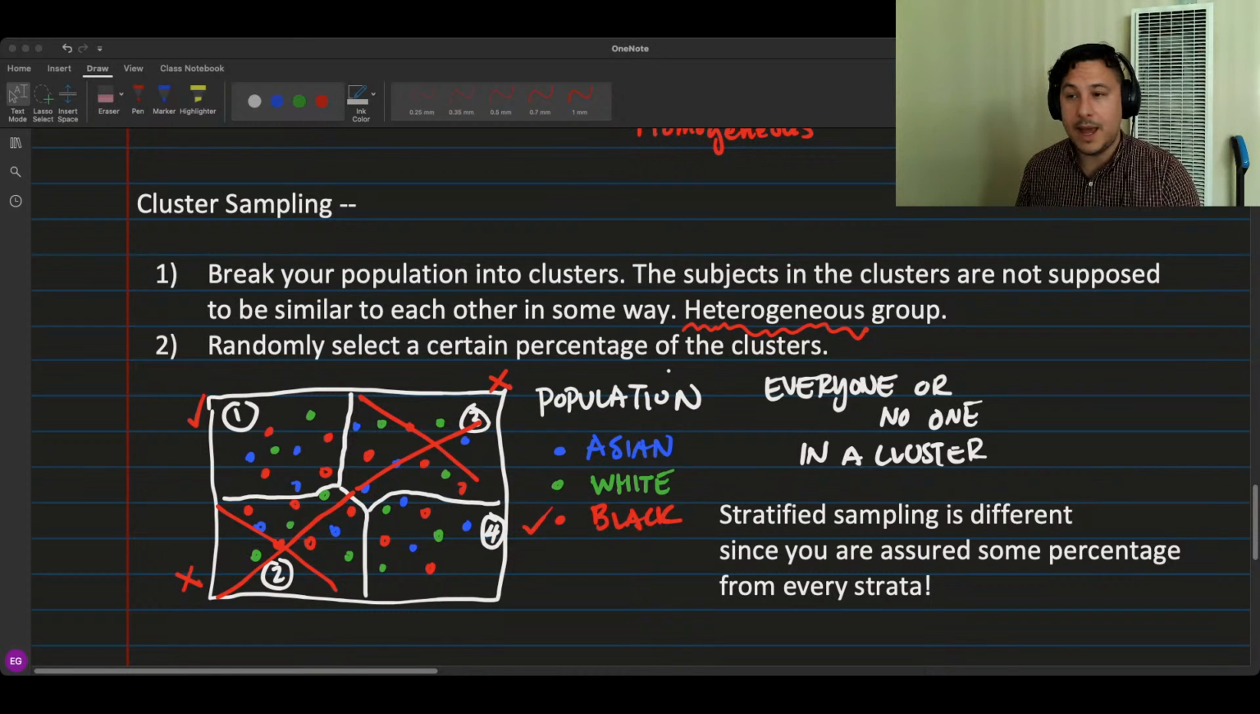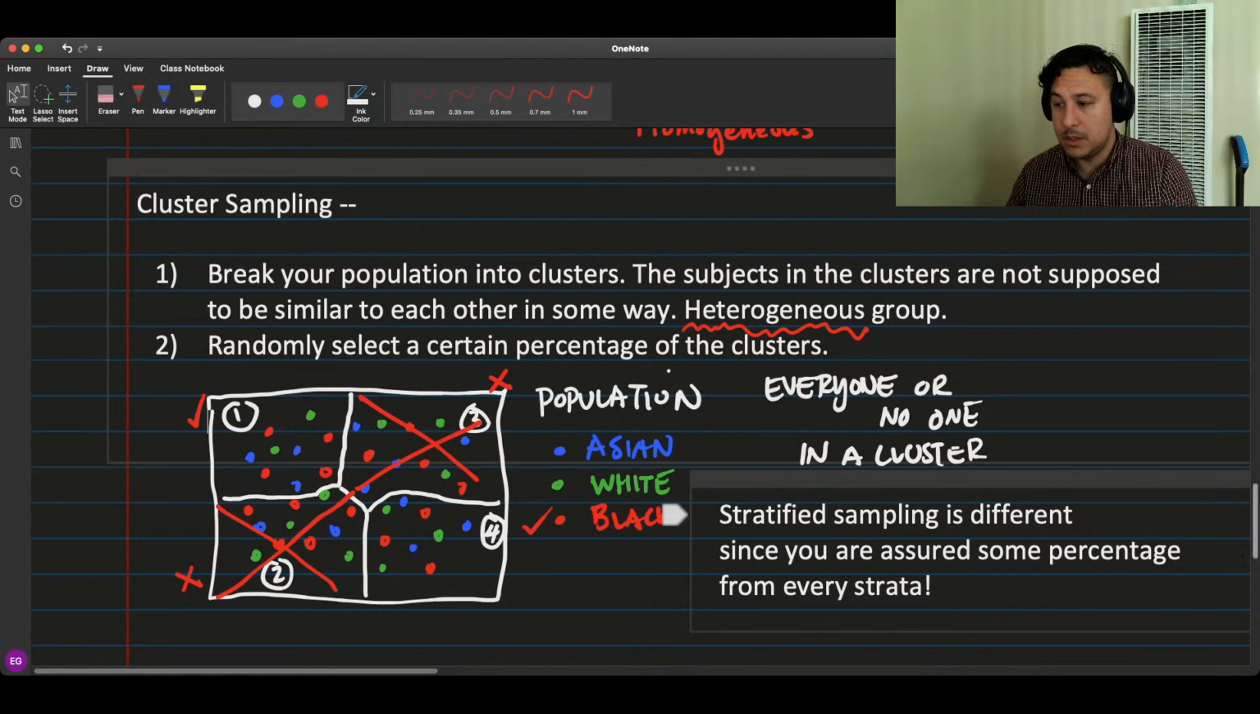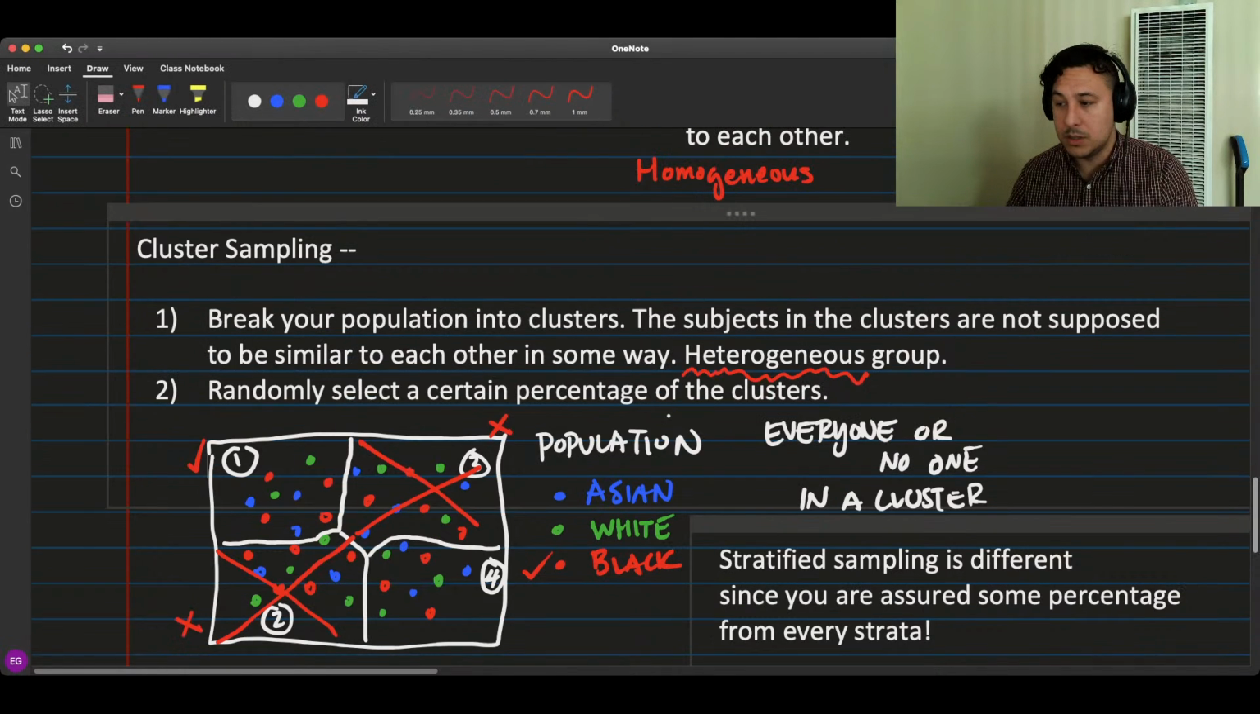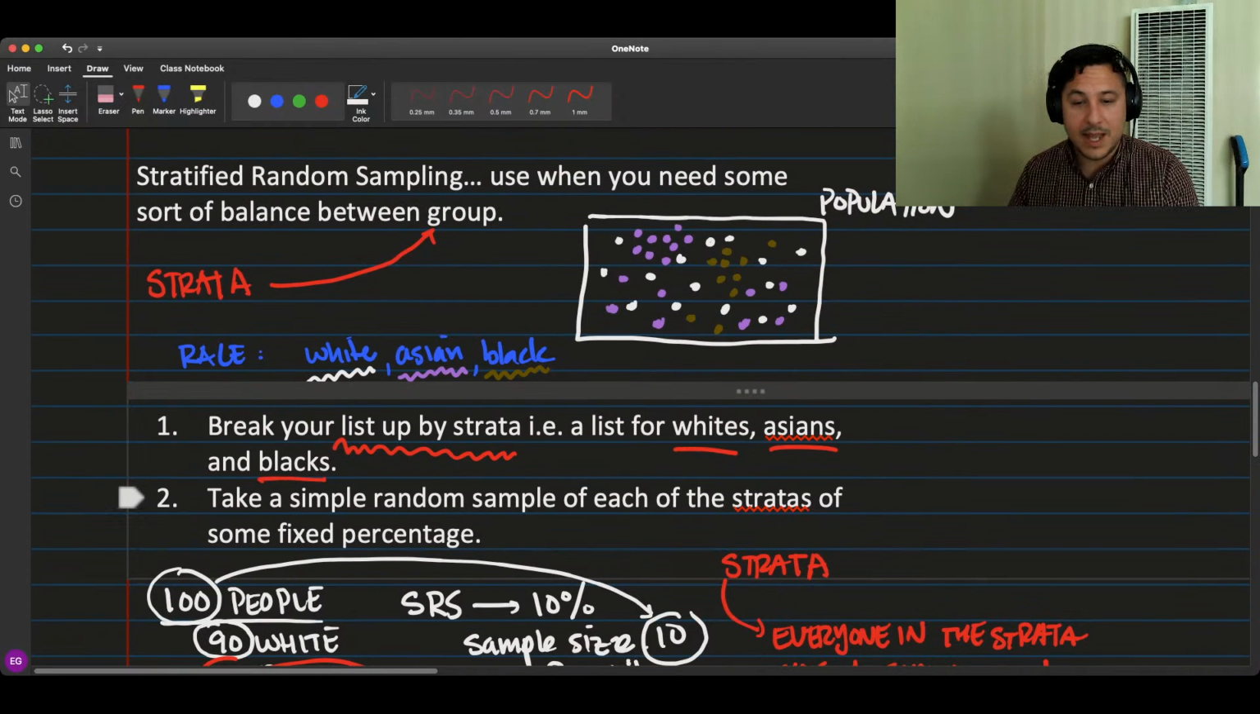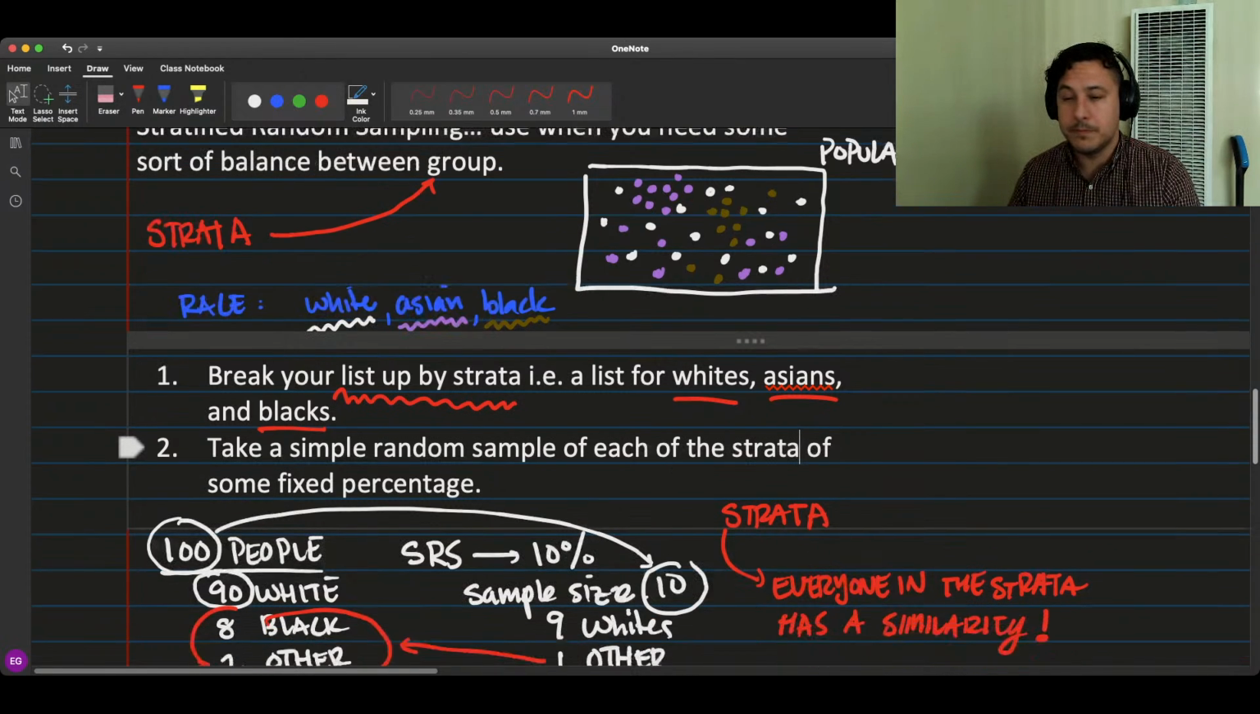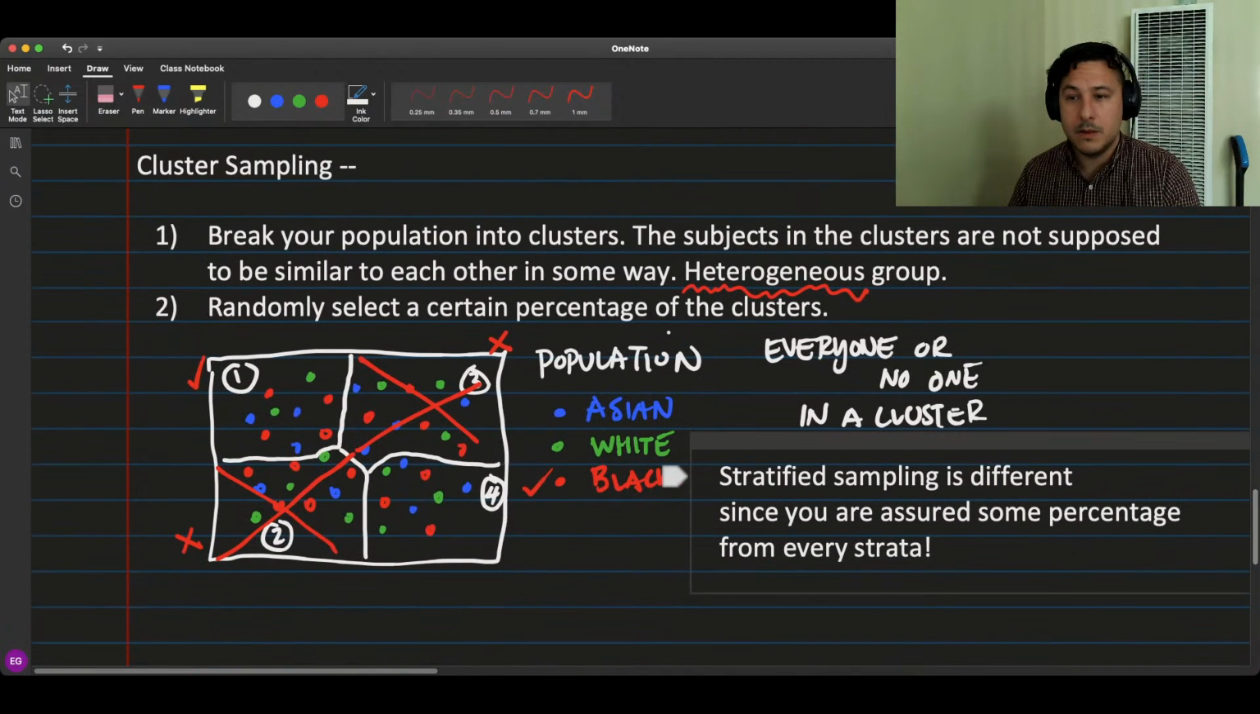Yes. And it's actually the same for each group. So if I scroll back up, just go back up to here. So you take a simple random sample of each strata of some fixed percentage. So each strata would be 10%, or each strata you'd get 30%. So it'll be the same for each of them. How much information you need, basically.